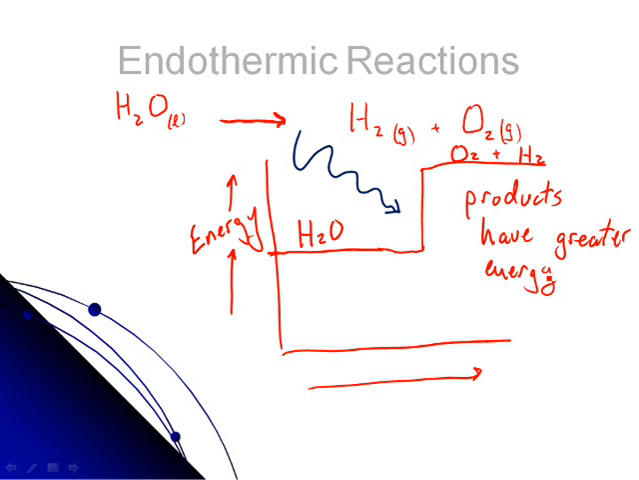Now, one way we can indicate to you that these products up here have more energy is that if I take a test tube and put into that test tube hydrogen and oxygen and put a light to it, put a spark to it, that energy is going to come back out. If we reverse this reaction and take the hydrogen and oxygen and make water, we will get that energy out. But in an endothermic reaction like this, the products have greater energy. And you can see that in this particular graph.